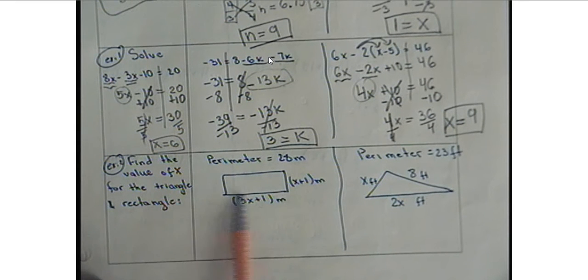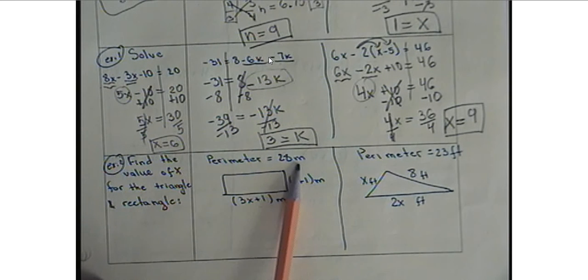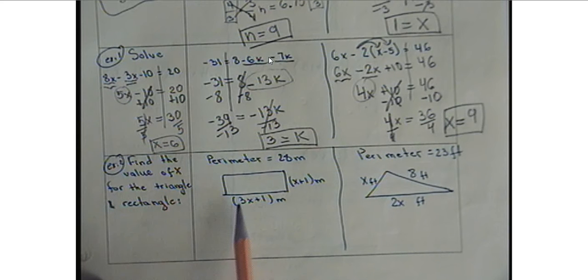The length of this is 3x plus 1. The width is x plus 1. We have given what the perimeter is equal to, and we want to find out what x will be equal. So what is x with this given information? Find the value of x.